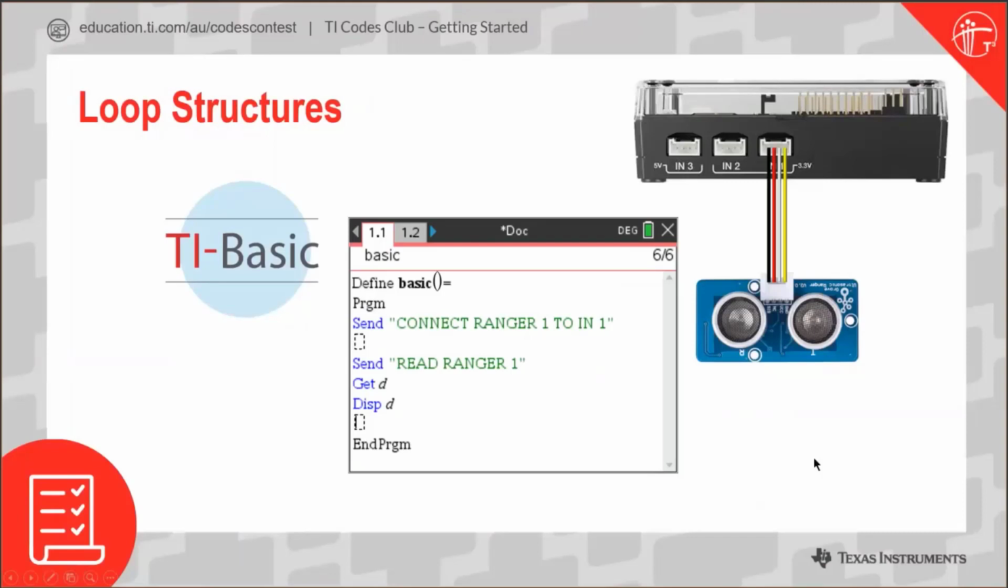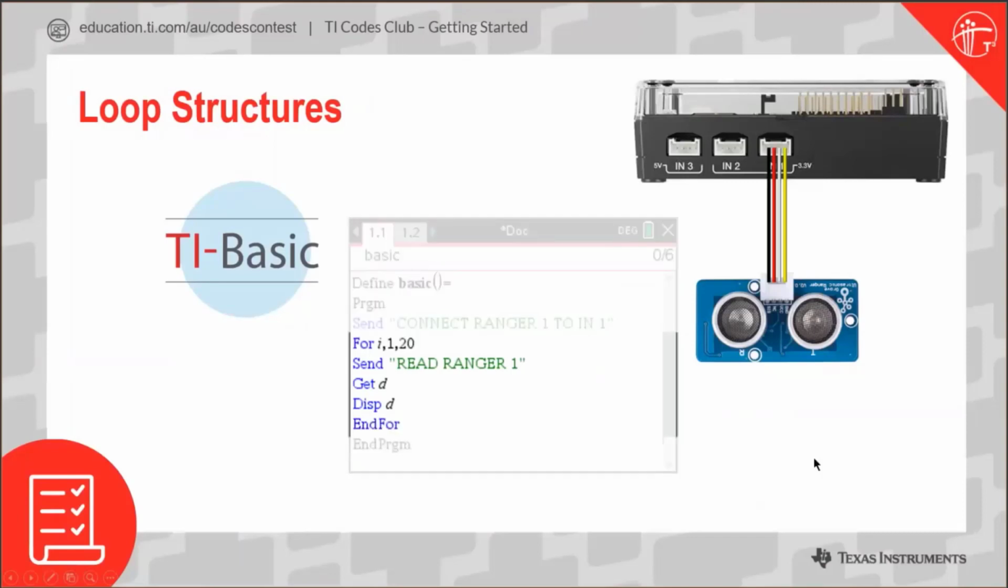The bit that we're focusing on today is this little bit here, the stuff that we want to put in a loop, and that is to read the sensor. You can see the command says read Ranger 1, go and get a measurement and then display it. In this case, I've used a for loop and I'm going through it 20 times, and that's all the program will do. So let's have a look at that in action.